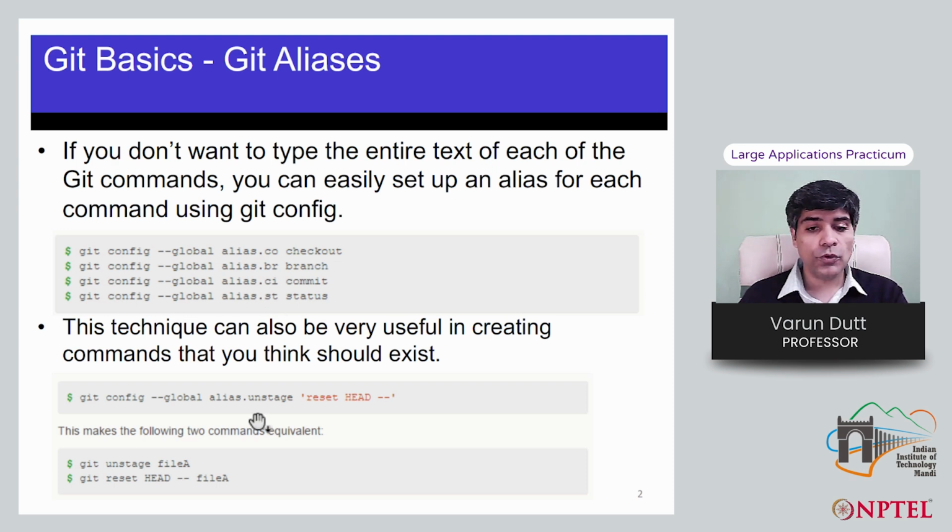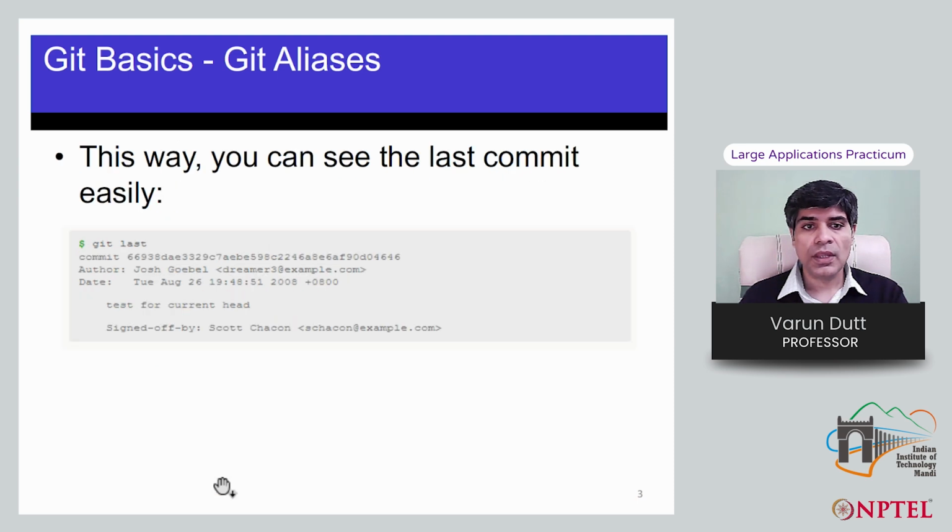This can also be useful for creating aliases for bigger commands like reset HEAD. If we create an unstage alias, then we can write git unstage file A rather than git reset HEAD -- file A. This is a command which is used for unstaging a staged file. This way you can also see the last commit. If you just say git last, it will show you the last commit which has happened in the Git repository where you are working.